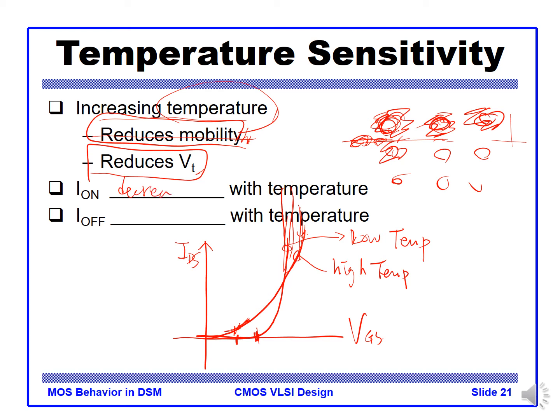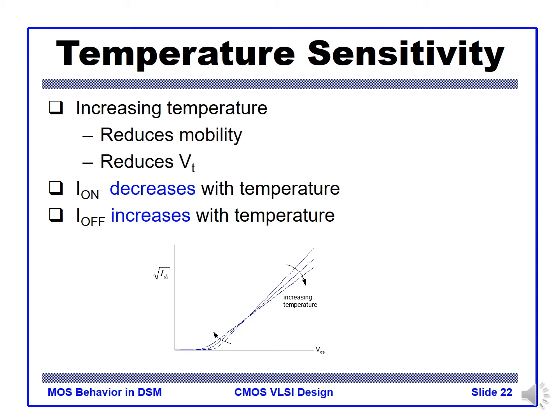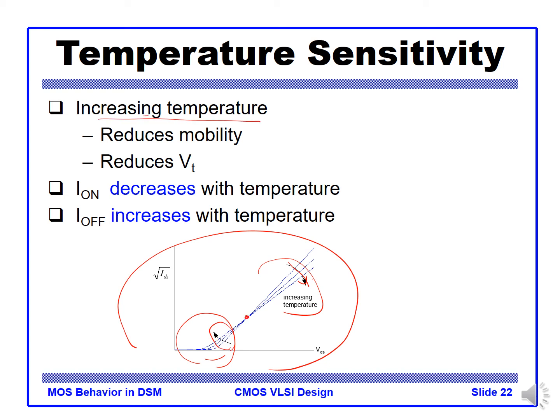So I-on decreases with the temperature, but I-off increases with the temperature, as shown in here. So increasing temperature lowers the actual turn-on current, but the off-side current increases. So this is because the increasing temperature reduces the VT and reduces the mobility there. This is a very important fact that you have to remember.